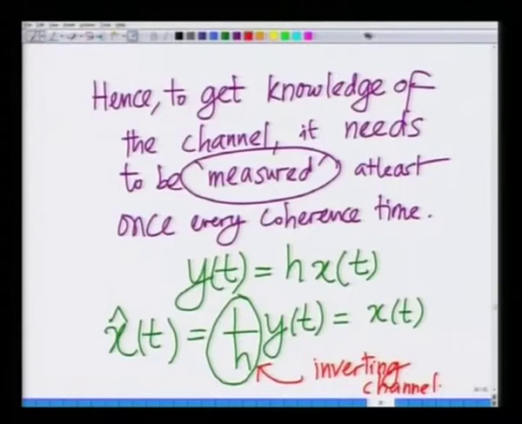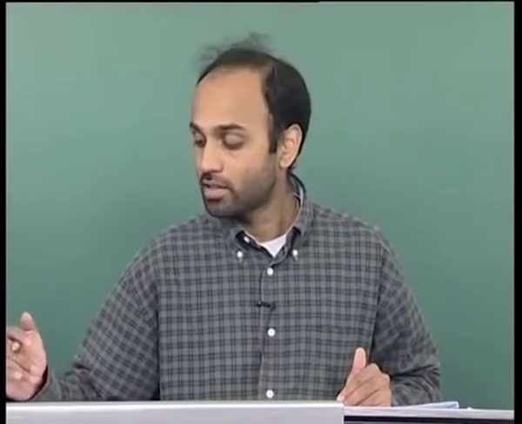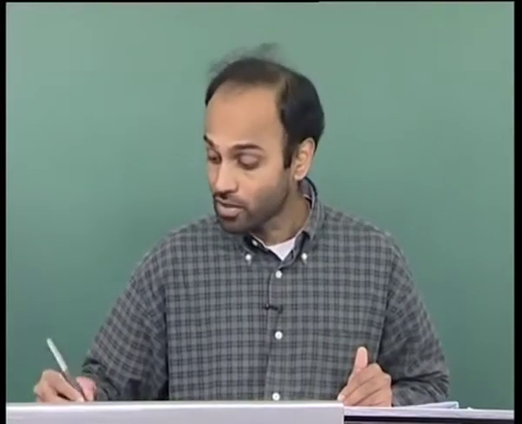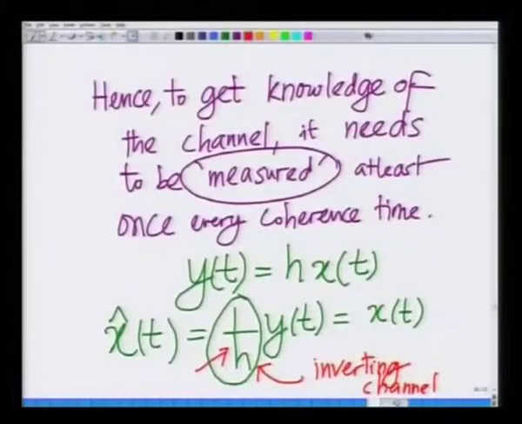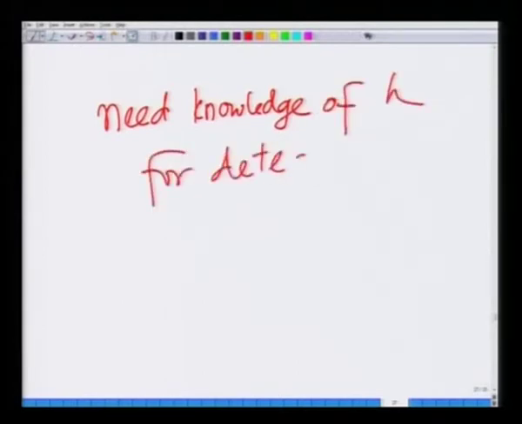Because h is multiplied with the signal, h is the fading coefficient which is sort of corrupting the signal. I need to invert this h by multiplying by 1 over h, and that gives me x(t). Now, to do this I need knowledge of h, the channel coefficient. Why do I need knowledge of h? I need knowledge of h for detection of x(t). Hence, h needs to be measured at the receiver.